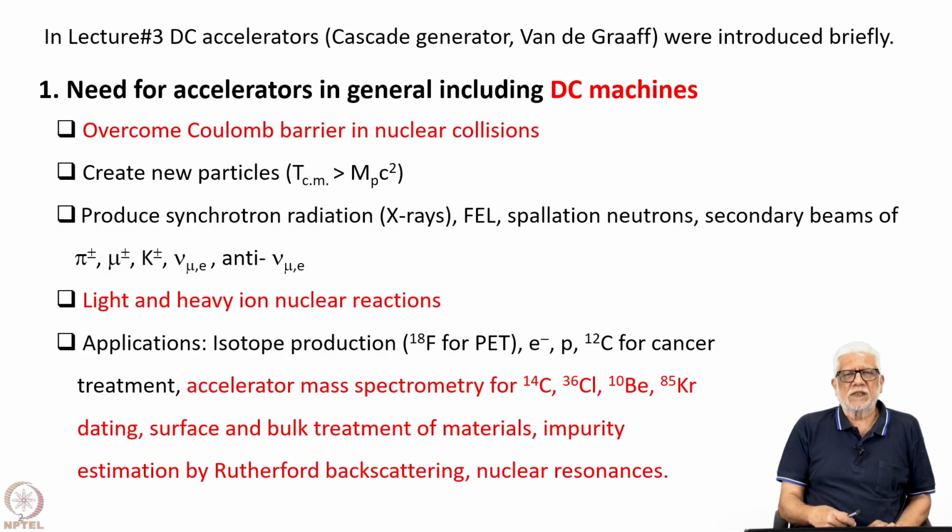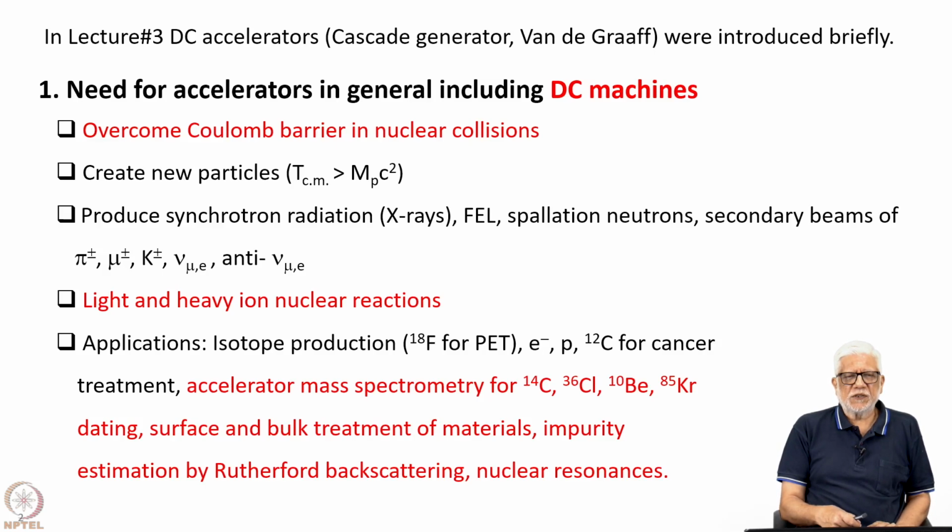You also need accelerators, in general, of course, to produce synchrotron radiation, free electron lasers, spallation neutrons, secondary beams of pions, muons, kaons, neutrinos, and so on. So what is shown in red is things that can be done with DC machines, and of course the other ones need higher energies typically, and they need RF acceleration. So RF machines. So DC machines are often used for light and heavy ion reactions in the energy range of about 5 to 10 MeV per nucleon.